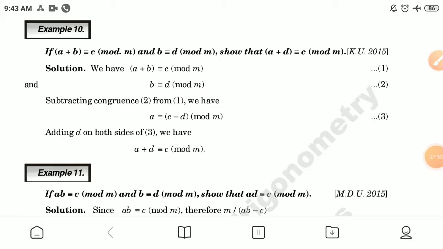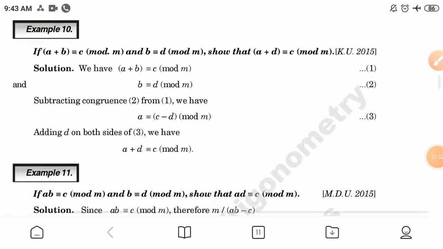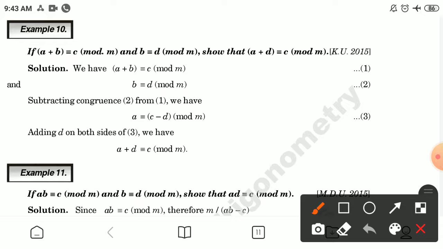Now the next problem, example number 10. If A plus B is congruent to C mod M and B is congruent to D mod M, show that A plus D is congruent to C mod M. Solution: we have A plus B is congruent to C mod M, number 1, and B is congruent to D mod M, marking this as number 2. Subtracting congruencies second from first, we have A is congruent to C minus D mod M, marking this as number 3. Adding D on both sides of 3, we have A plus D is congruent to C mod M.